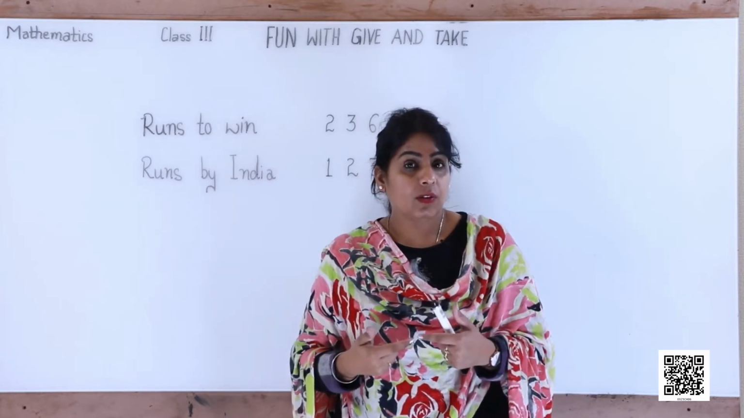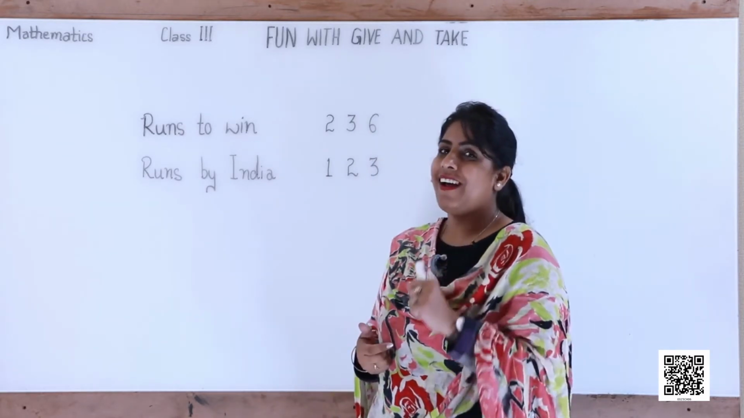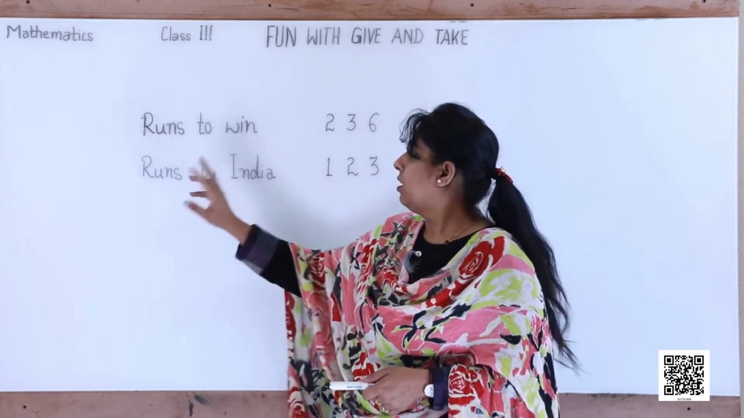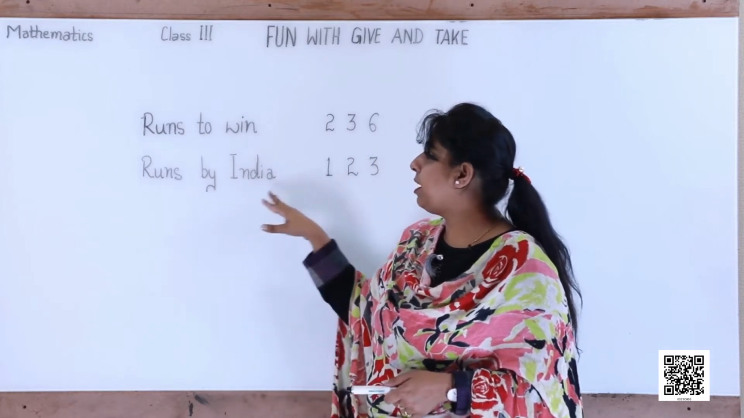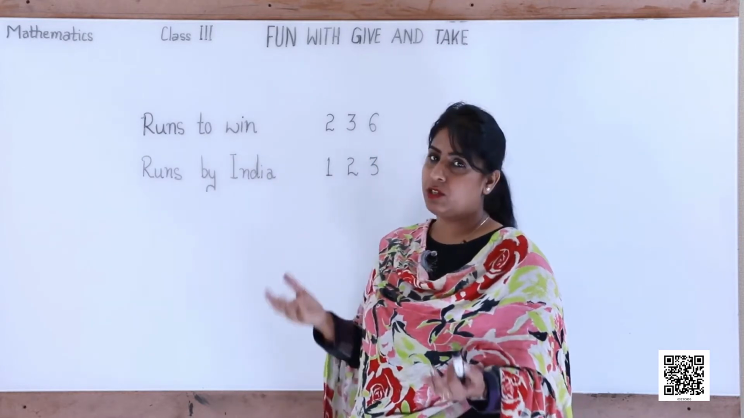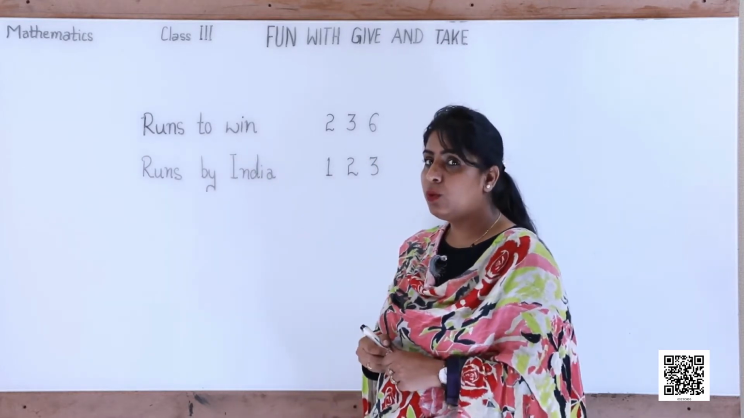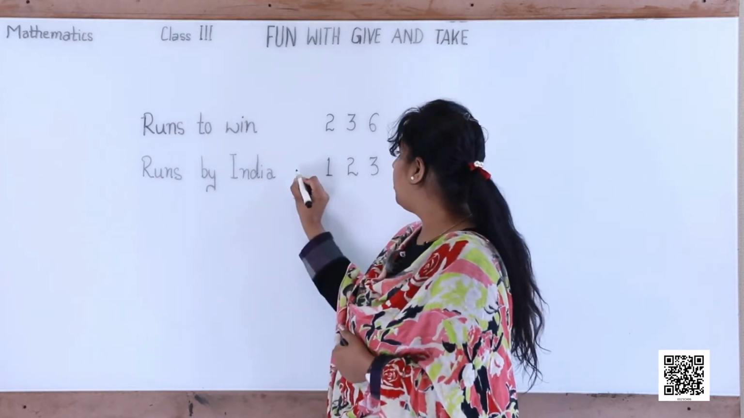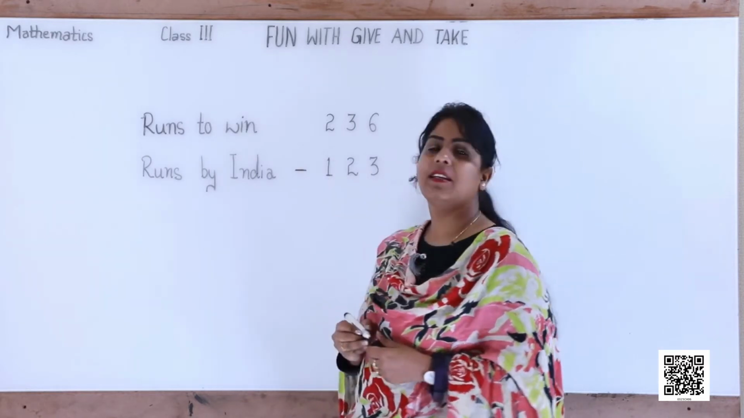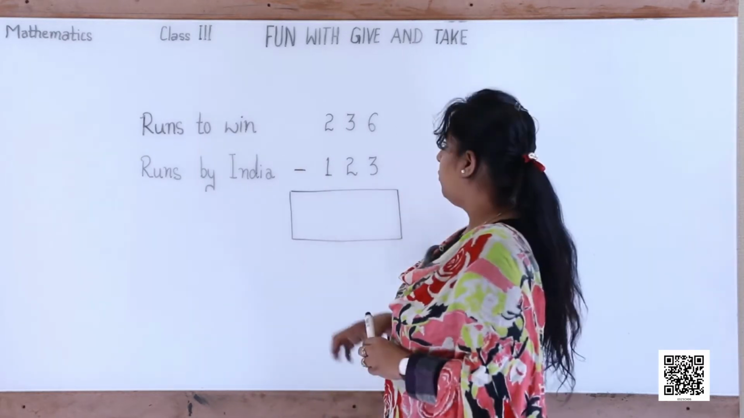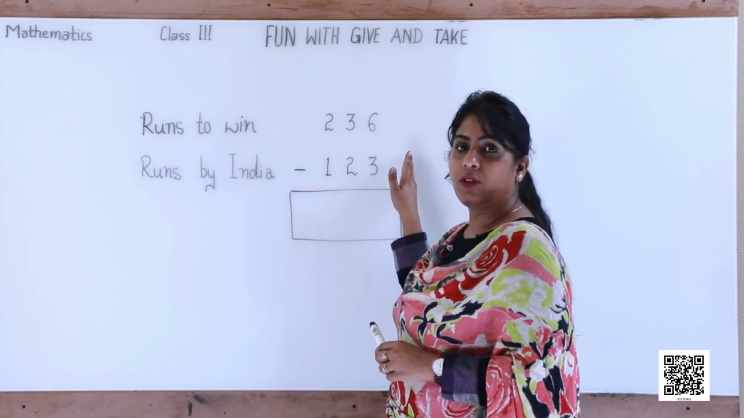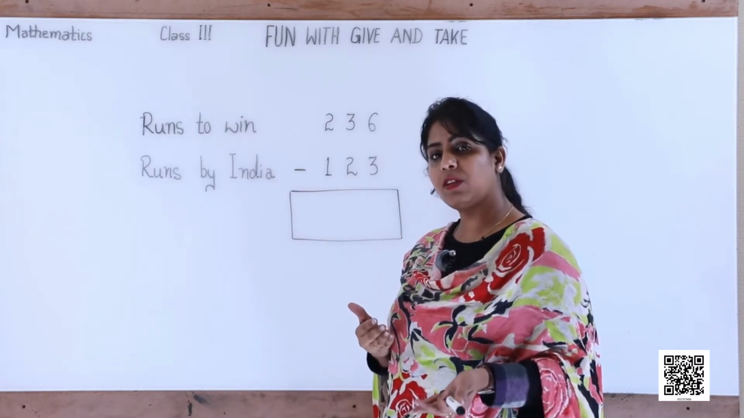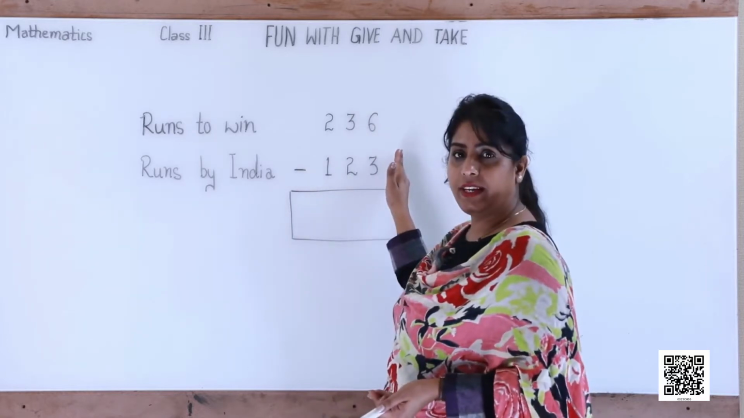So, what will we do? Yes, you are right. From the total runs required to win, the runs already made by India will be subtracted. So, let's do it. What's the sign for subtraction? Yes, we put a minus mark like this, right? So, we begin with the left side. You remember you have done a lot of subtraction sums in the earlier chapters also. So, we begin with the left hand side, right?